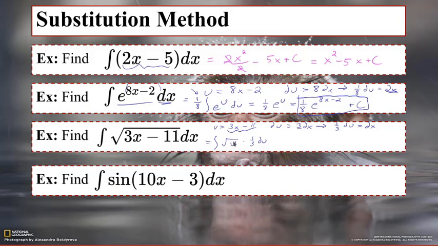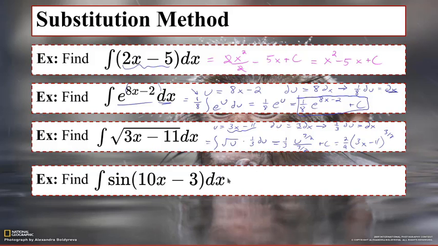All right, and now we know how to integrate u to the 1/2. So let me pull that 1/3 out first. And u to the 1/2 is u to the 3/2 divided by 3/2 plus c. And now if I simplify that 3/2 on the bottom, I'm going to get 2/9. Let's plug back in what I chose for u, 3x minus 11 to the 3/2.